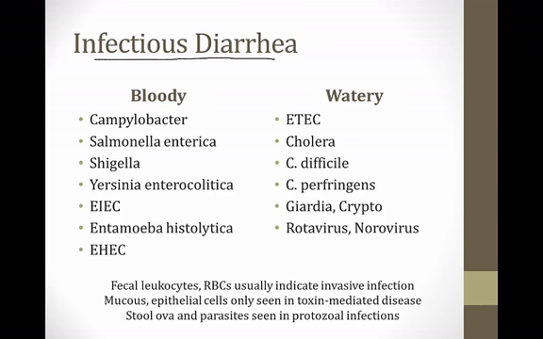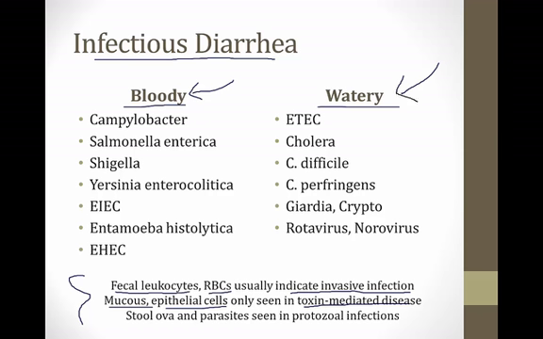This is a good point to stop and summarize a few points about infectious diarrhea. So there are many, many causes of infectious diarrhea, but in general you can think of them as the causes of bloody diarrhea or watery diarrhea. When you send stool samples to the lab, these are some of the findings that you can see summarized on the bottom of this slide. If you see fecal leukocytes and red blood cells, this usually means you have an invasive infection. That's what these bloody diarrhea bugs tend to cause. If you see mucus and epithelial cells only, then you're probably dealing with a toxin-mediated disease or a virus, and that's what these watery diarrhea bugs tend to do. And then if you see stool ova and parasites, this means you have some type of protozoal infection.